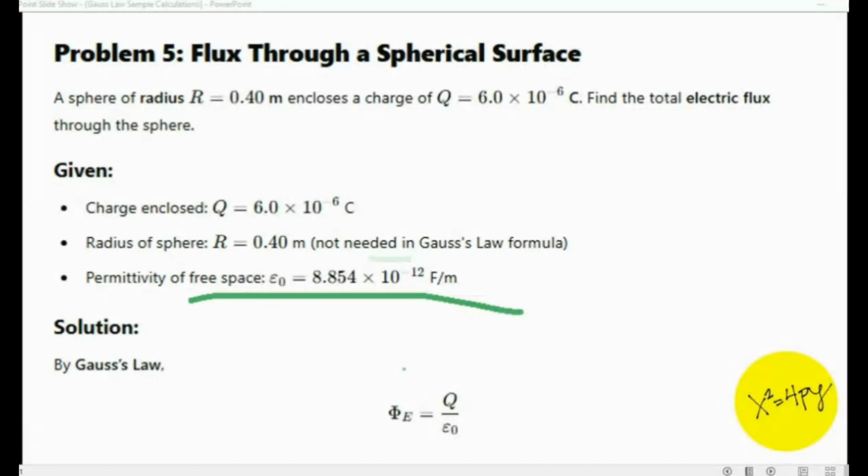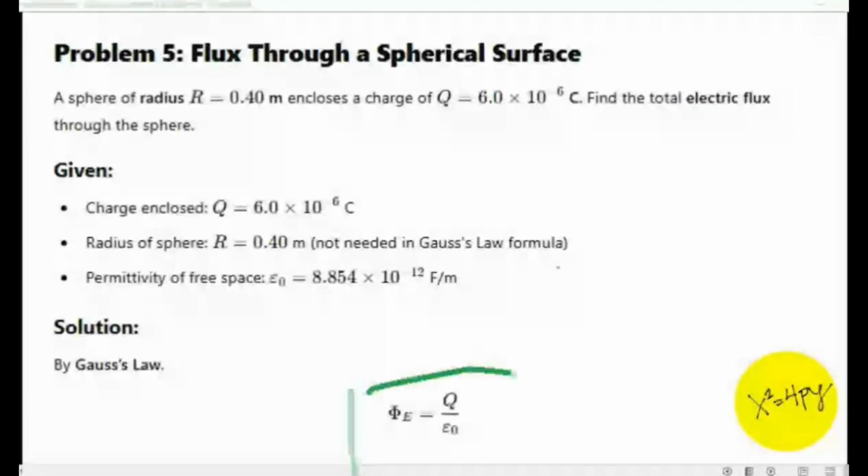Then, by Gauss law, since we are talking about electric flux, which is different from electric field: the electric field is the region where it experiences the electrostatic force from the charge, while the electric flux tells how many electric field lines pass through that sphere. So there is a difference between the two. The formula for the electric flux is this one here, and you solve this by plugging in those values that are all given.